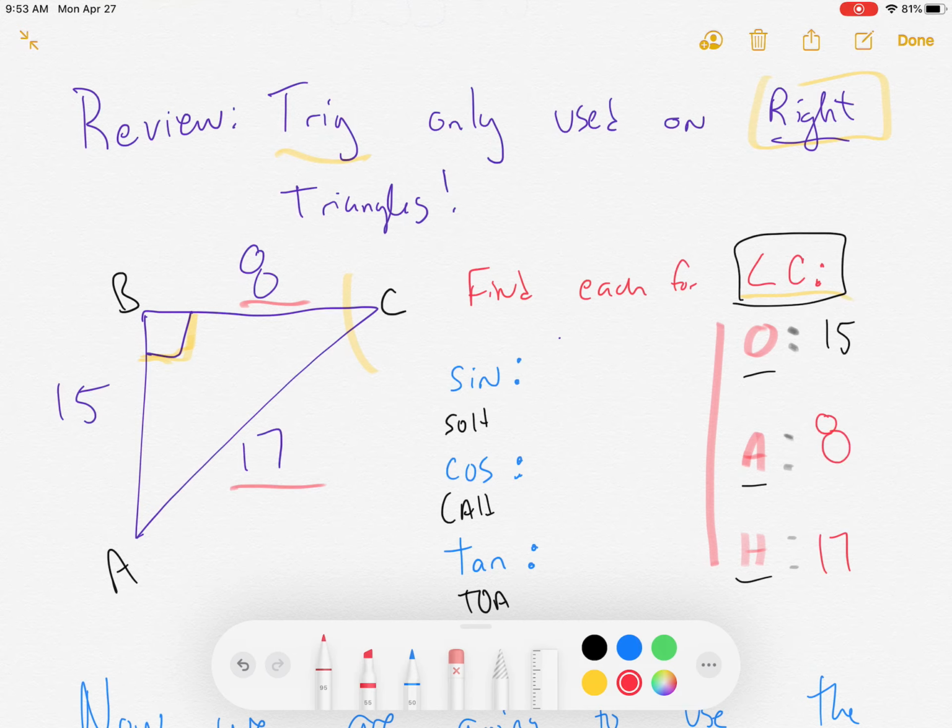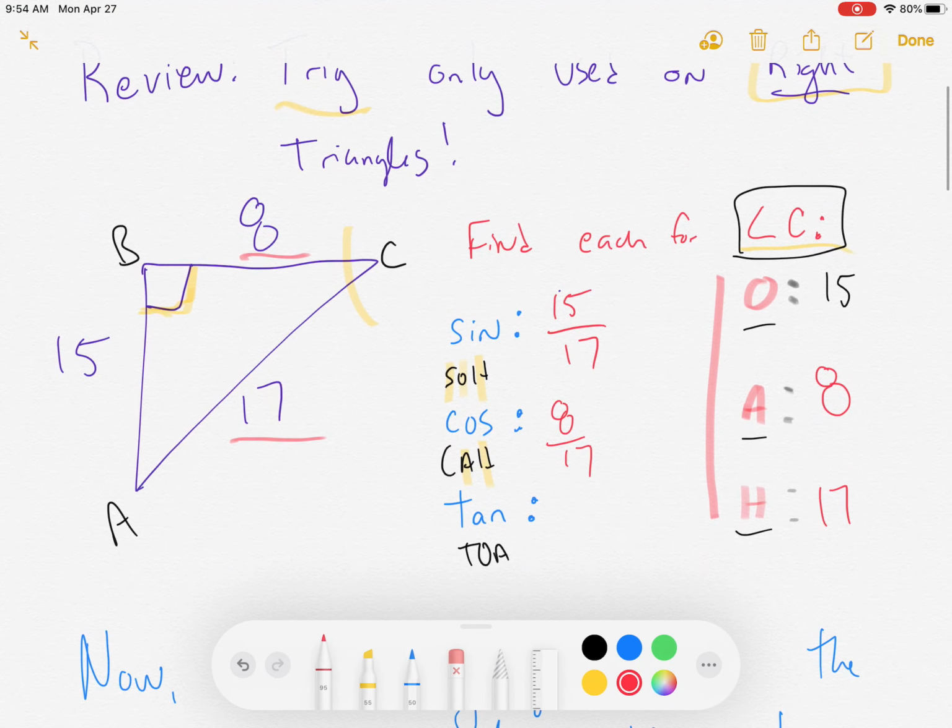Now to find sine, cosine, and tangent, we just list them out. For sine, we're going to do opposite over hypotenuse, O over H. 15 is O, H is 17. For cosine, I'll use the mnemonic device CAH, they both start with a C. And cosine tells you to do A over H. Adjacent over hypotenuse is 8 over 17. Along the same lines, tangent is O over A. So I'm going to say 15 over 8.